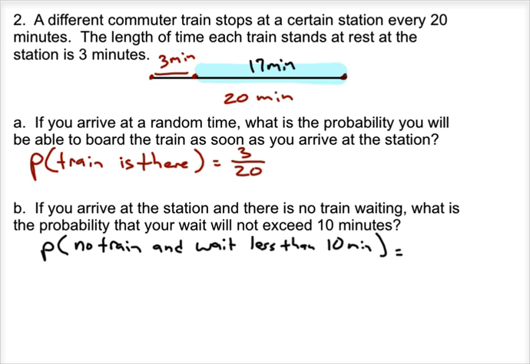If you want your wait not to exceed 10 minutes, it must mean that you're in the last 10 minutes of this wait. Because in the last 10 minutes of the wait, you wouldn't have to wait more than 10 minutes, and then the next train will automatically be there. So what's the probability that there's no train and your wait is less than 10 minutes? Well, that's 10 minutes worth of time out of 17 minutes, so the probability is 10 out of 17.